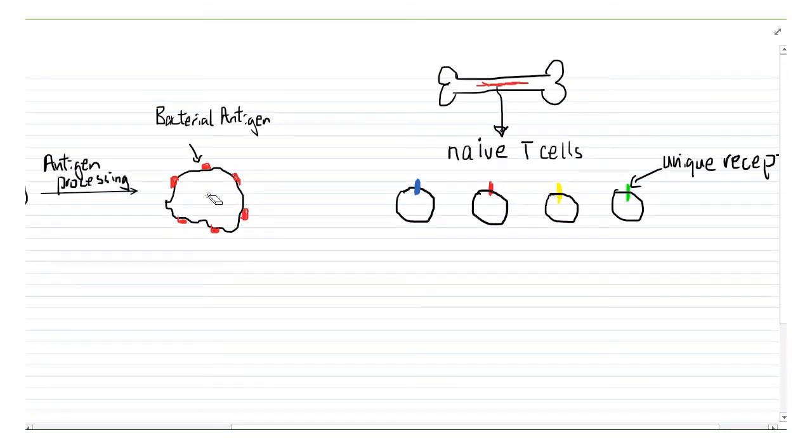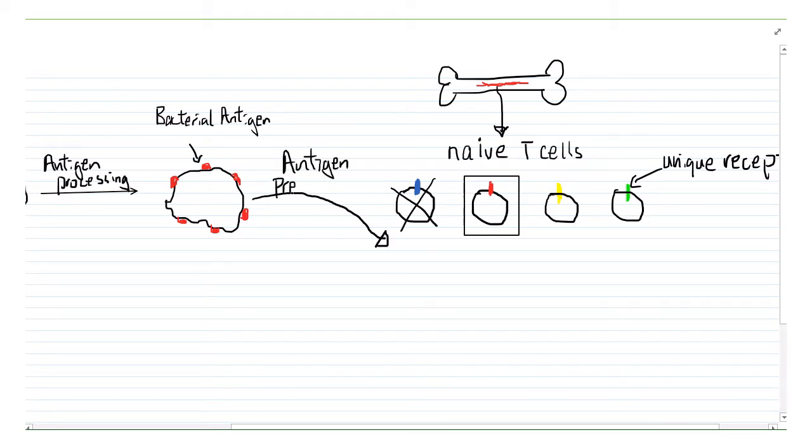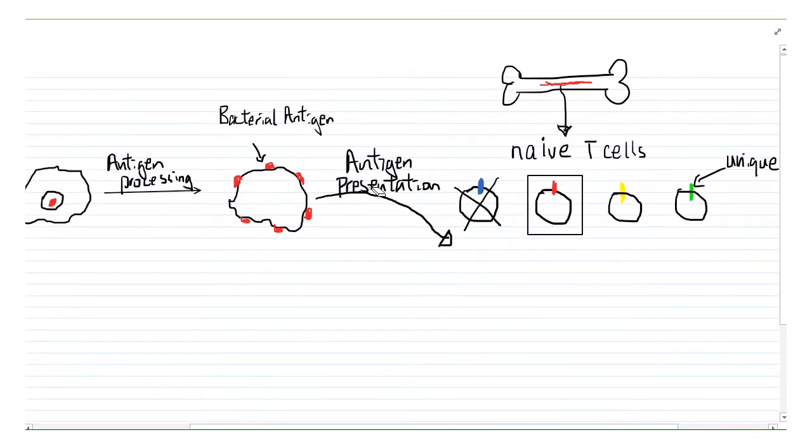So this macrophage is going to come and show it to this cell. Are you going to be able to help with the infection? Well, because this naive T cell has the blue receptor and it's not suitable for what we are currently having an infection from, this one is not going to help. And then it's going to show it to the next one, and because it has the same receptor, this will be the chosen one. So the process of showing the bacterial antigens to these naive T cells is called antigen presentation. Antigen presentation. So not every macrophage can do antigen presentation.